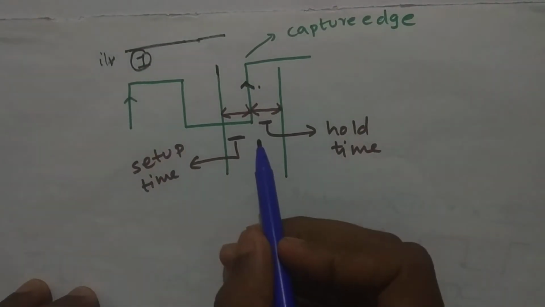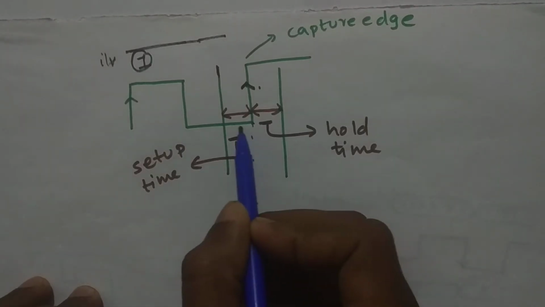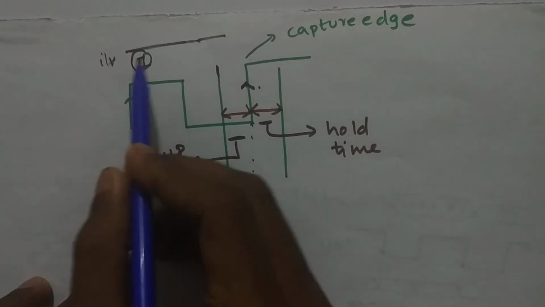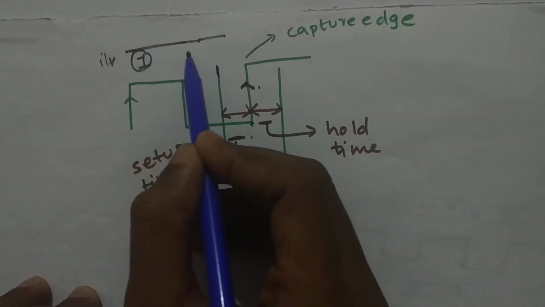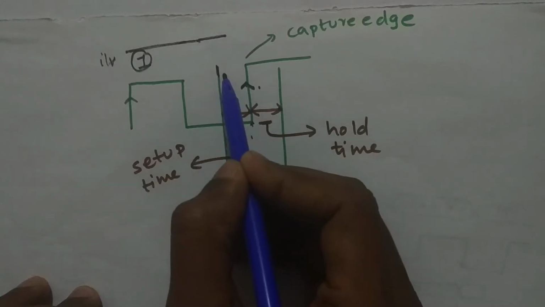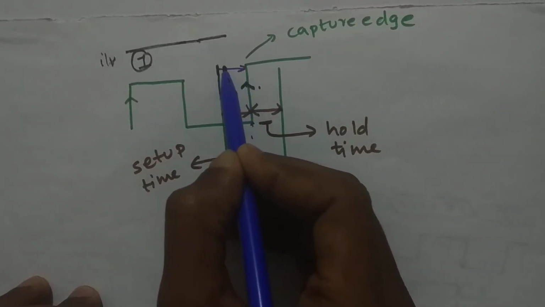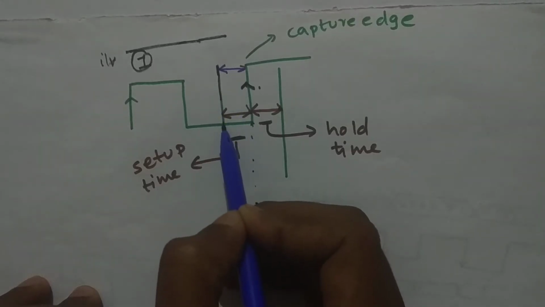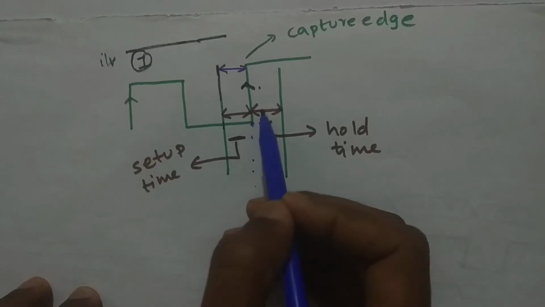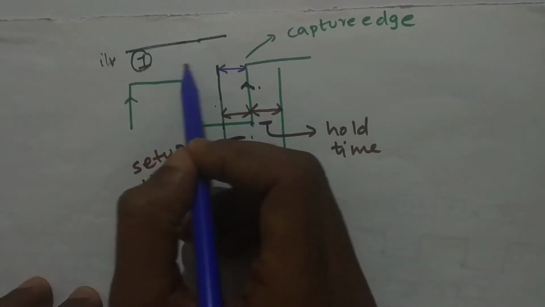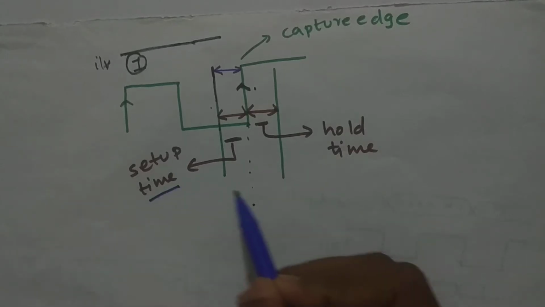So what is the setup time? Let's consider this is our capture edge. Before this edge, the input data, whichever we are giving, that might be 1 or 0, must be stable for a certain amount of time before the capture edge. In this time our data should not change, and before this time our data should become stable. That is called the setup time.